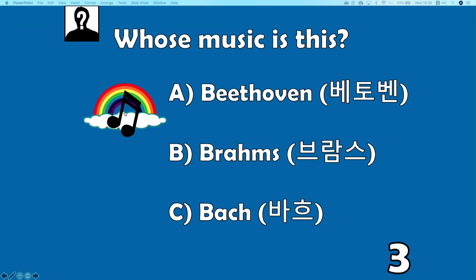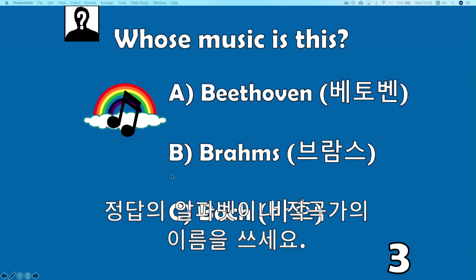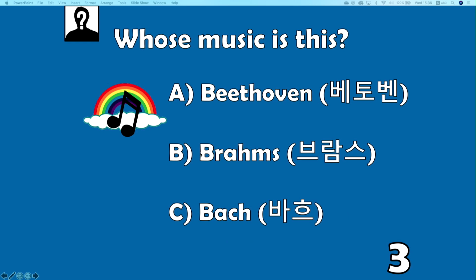Listen first. Whose music is this? A. Beethoven. B. Brahms. C. Bach. Write the alphabet or composer's name, and press pause while you're working. Let's go to number 4.